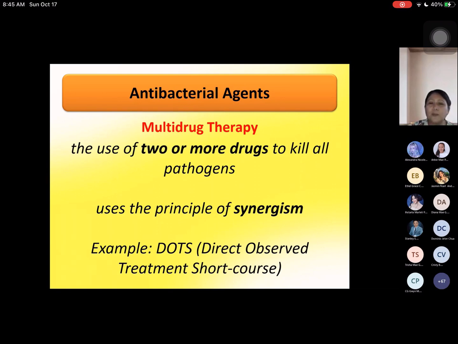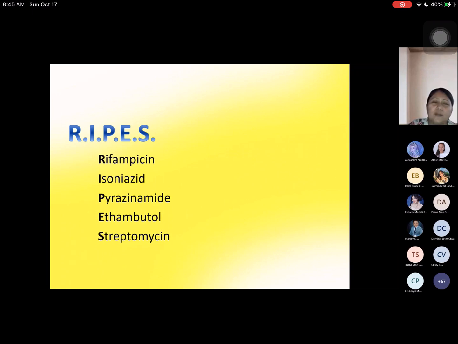An example of this is DOTS, or the directly observed treatment short course for TB. Okay, so we have the following combination of rifampicin, isoniazid, pyrazinamide, ethambutol, and streptomycin. So we have the abbreviation RIPES for the treatment of TB.